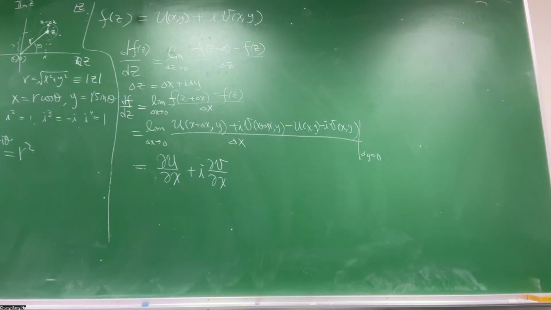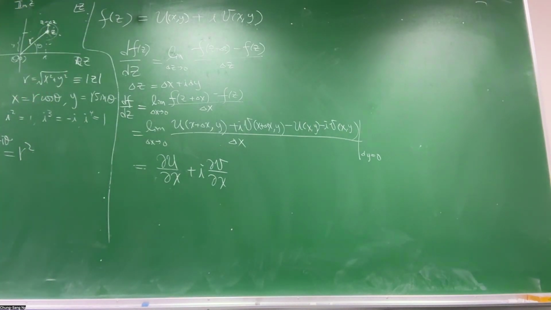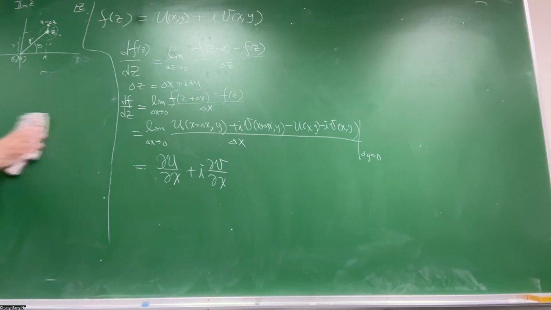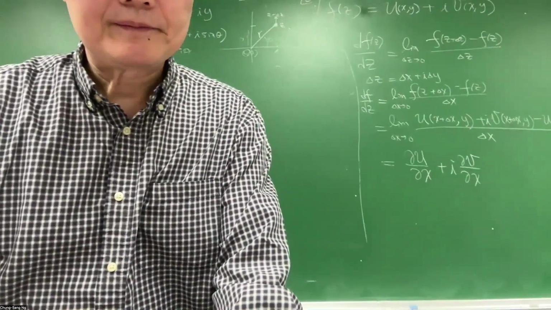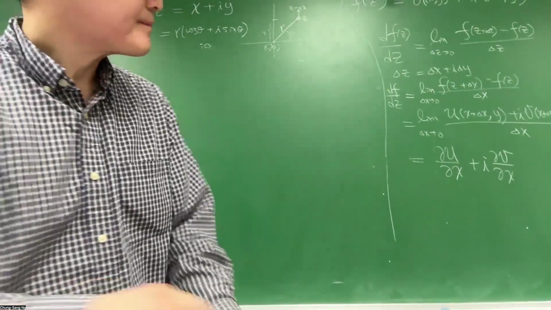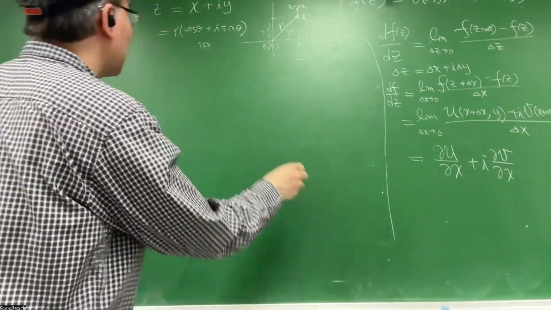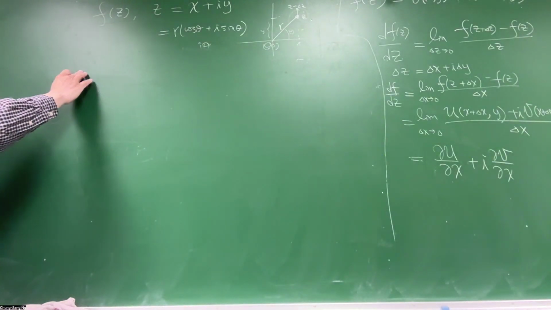Okay, and now we can do the same thing for the other case. I need to erase this because there's not much space here. So we do the same thing now with delta x equal to zero. Let's start from here. Is that a question?